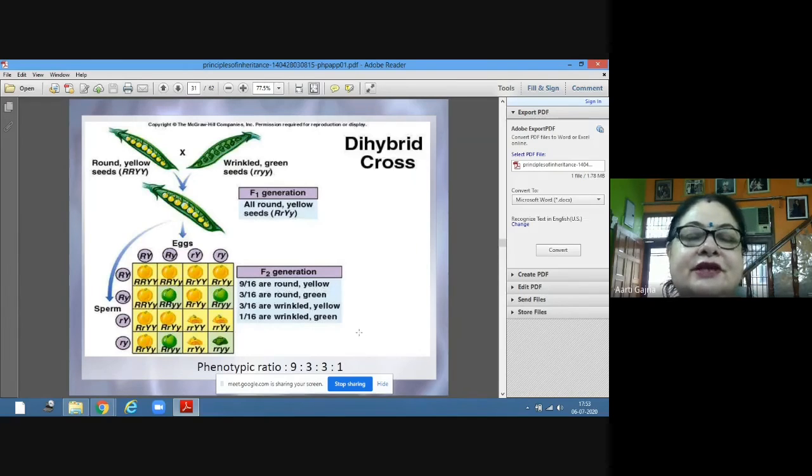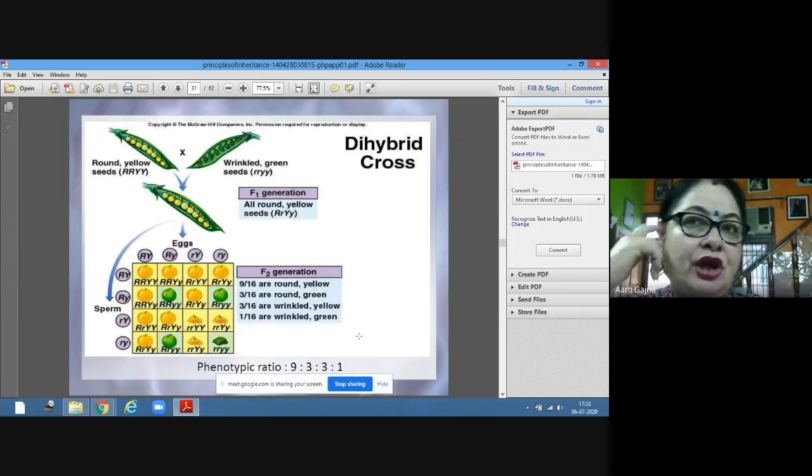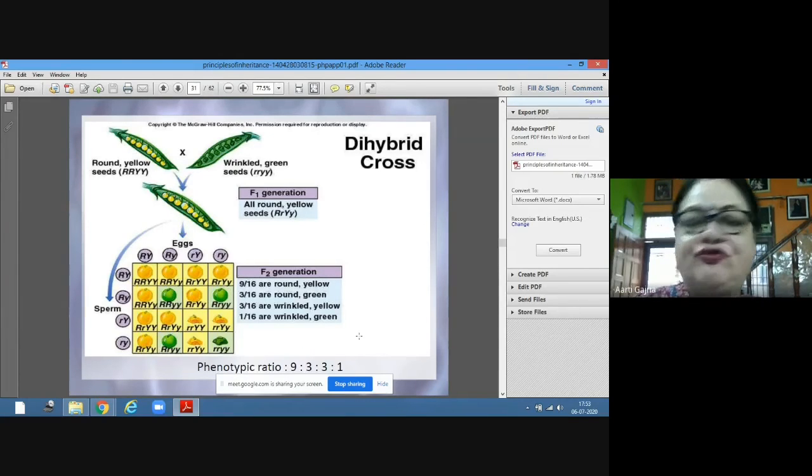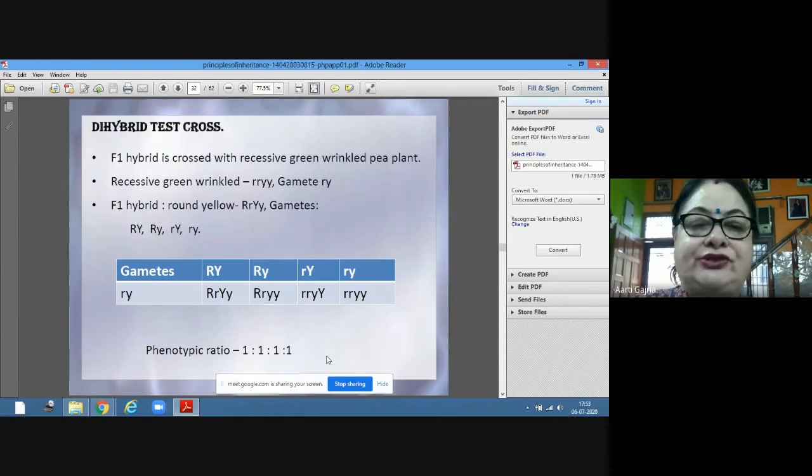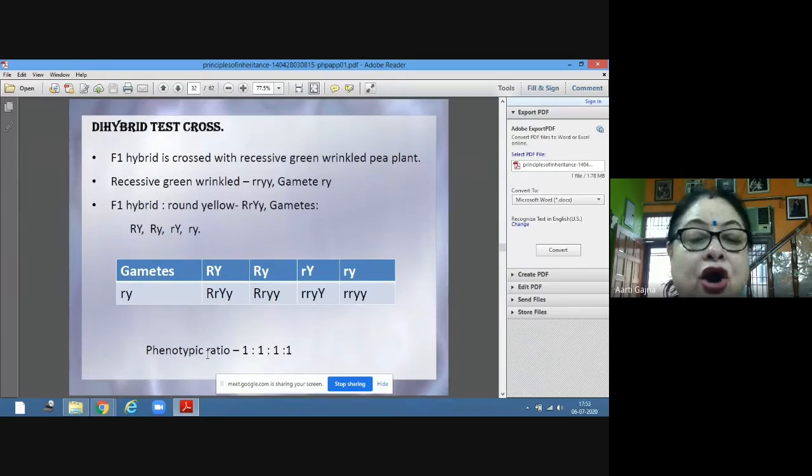So this is the dihybrid cross, and after this dihybrid cross, the law of inheritance which was proposed was the law of independent assortment. This is F1 crossed with the recessive, and these are the gametes. So these gametes would be formed. In F1, all would be 1 is to 1 is to 1 is to 1. So all would be having round and yellow.